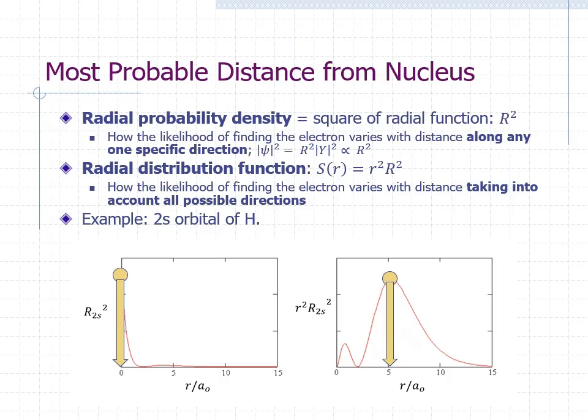The surface area of a sphere is directly proportional to the square of the radius, which in this case is little r. Therefore, the probability of finding the electron at distance little r, taking into account all possible directions, is proportional not just to big R squared, but also proportional to little r squared.